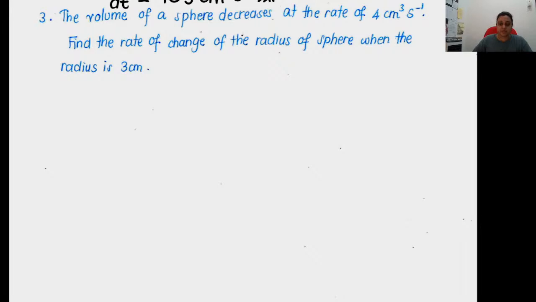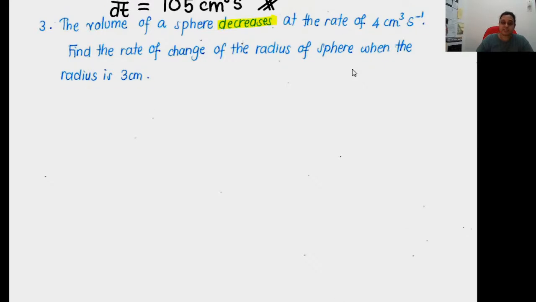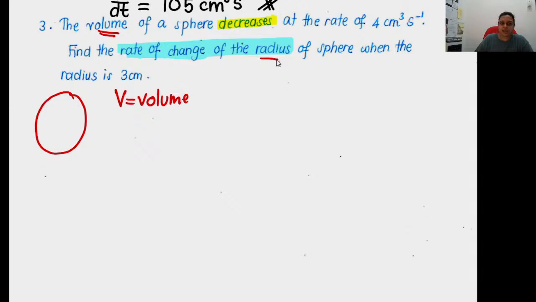Question 3: the volume of a sphere decreases. It's a big keyword here: decreases at the rate of 4 centimeter cubed per second. Find the rate of change of the radius of the sphere when the radius is 3. We have a sphere, so we use V for volume, and the other one here is radius, so I'm going to use R for radius.